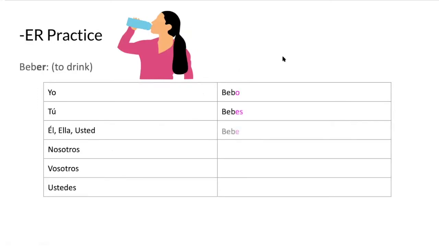So for the ER, there's beber, which is to drink. So yo bebo, tú bebes, él, ella, usted bebe, nosotros bebimos, vosotros bebéis, ustedes beben. So the subject agrees with the verb. And you kind of have to memorize that chart, but it gets easier as you practice more and more. And if you need, you can pause the video at any time.